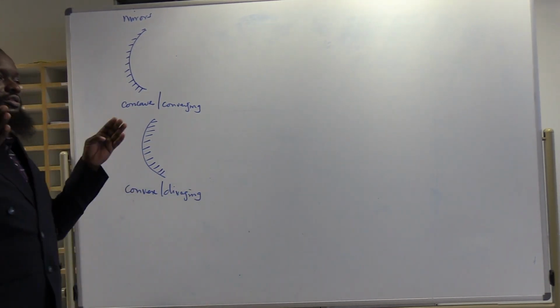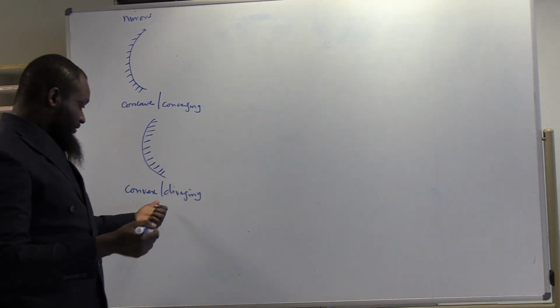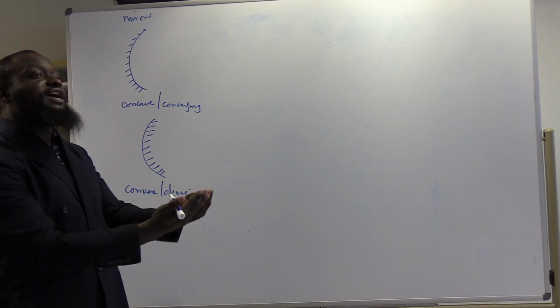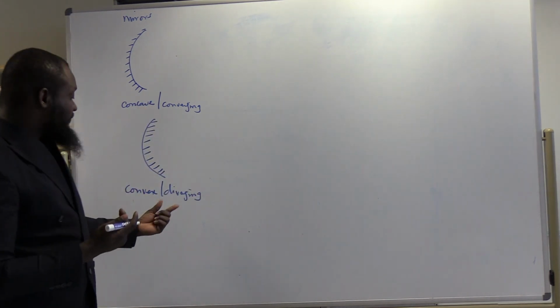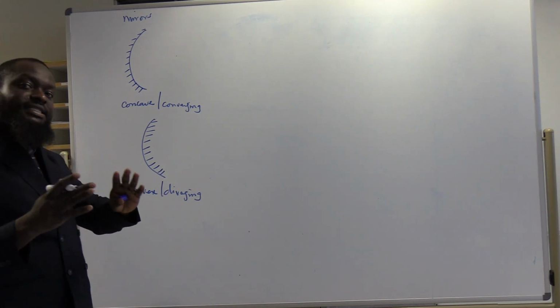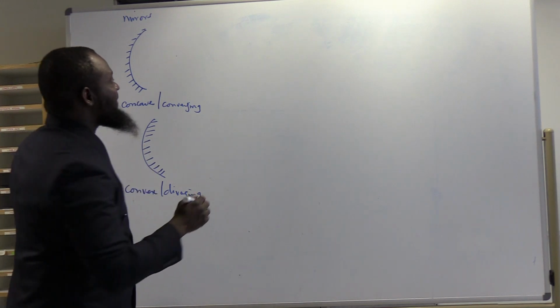It is converging because rays parallel to the axis from infinity converge at the focal point. And it is diverging because rays parallel from infinity appear to diverge from the focal point for the diverging mirror. Now, we have lenses that behave exactly like these mirrors. But you have to be careful with the names.